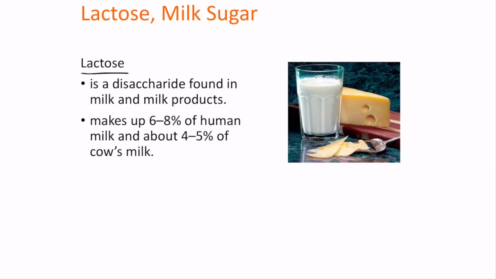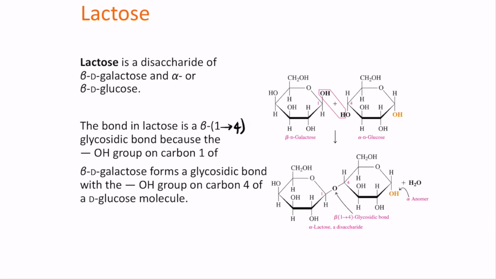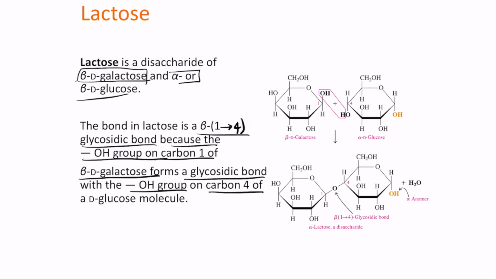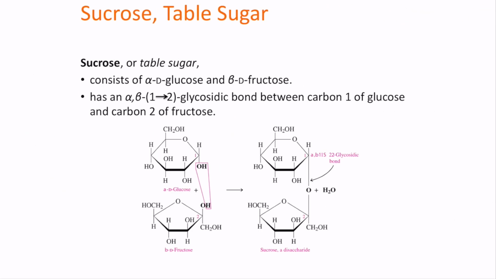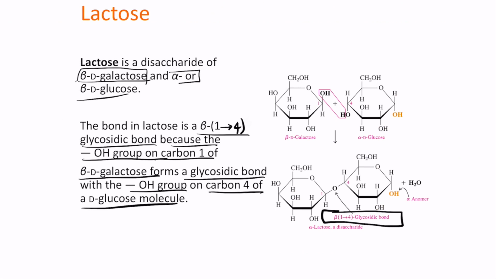Next, lactose is a disaccharide found in milk and milk products. It makes up about 6 to 8% of human milk and 4 to 5% of cow's milk. Lactose is a disaccharide of two sugars, beta D-galactose and alpha or beta D-glucose. The bond in lactose is a beta 1 to 4 glycosidic bond, because the OH group on carbon 1 of beta galactose forms a glycosidic bond with the OH group on carbon 4 of D-glucose. So remember, the bond in lactose is a beta 1 to 4 glycosidic bond. It is the same in maltose as well, but alpha.